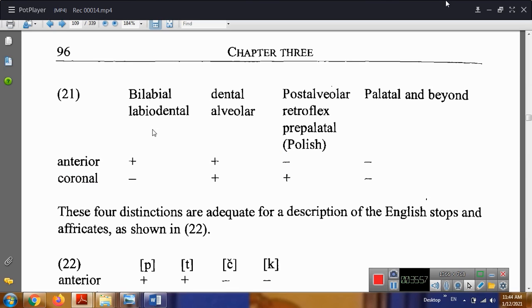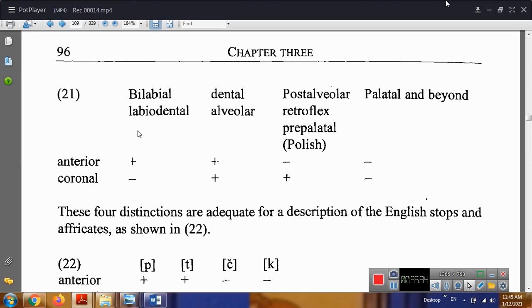For bilabial and labiodental, bicoronal means those sounds which are produced by the coronal of the tongue. Bicoronal of the tongue means the tip and the blade of the tongue, two parts. Therefore, we consider the sound as a coronal sound. For bilabial we produce the sound by the two lips, with no involvement of the tongue.